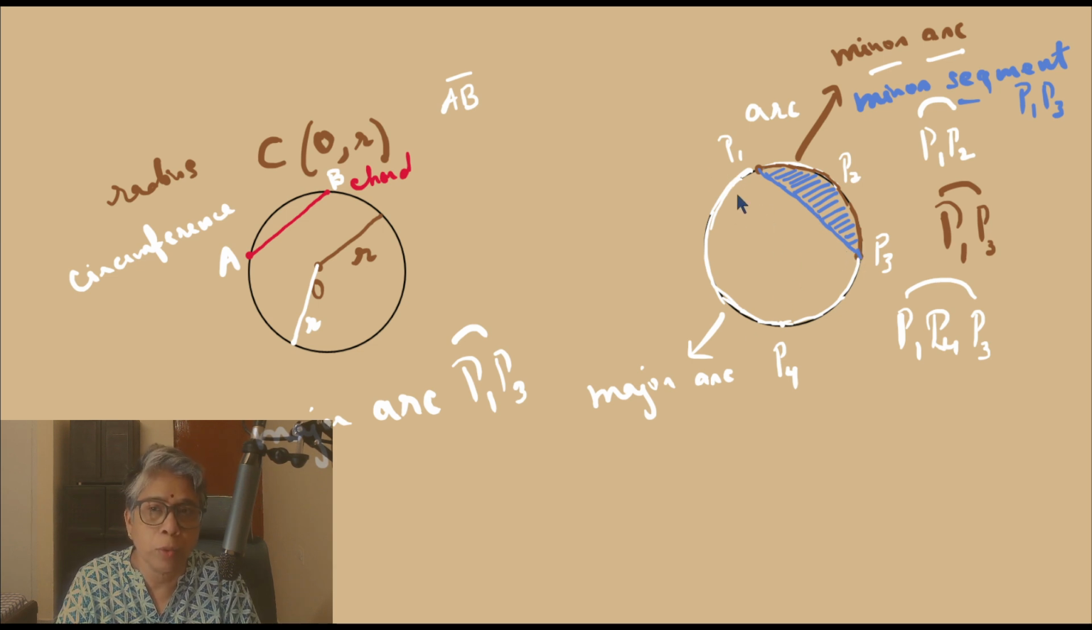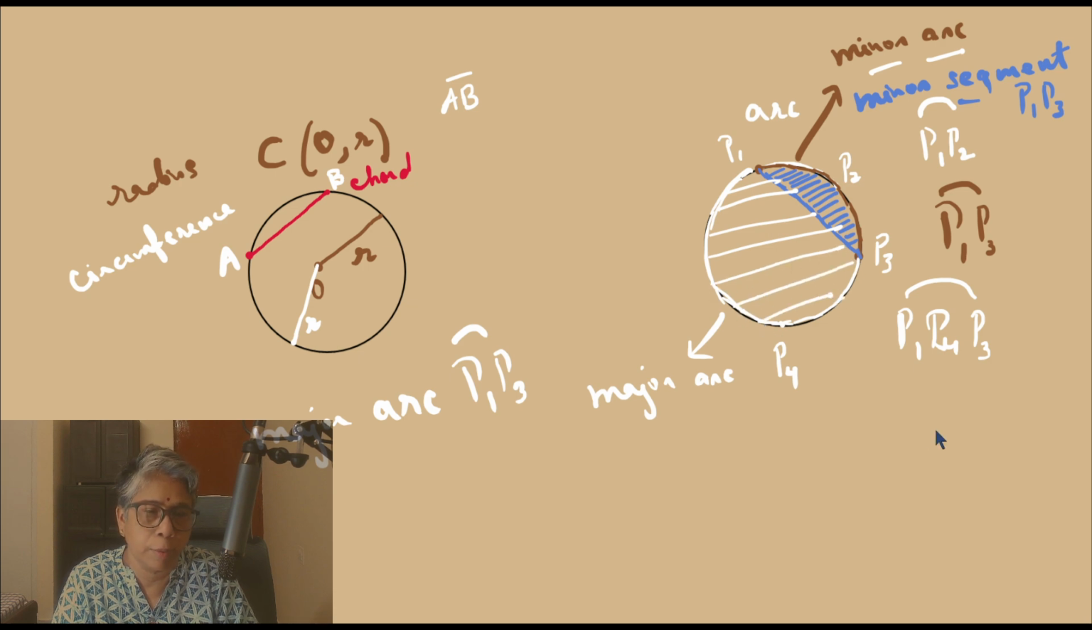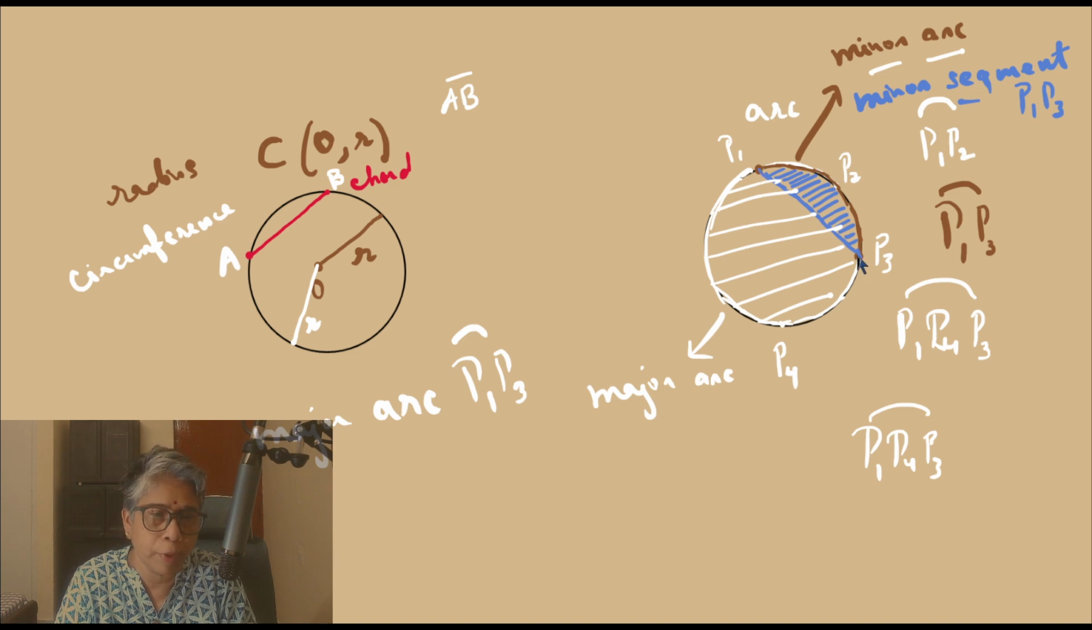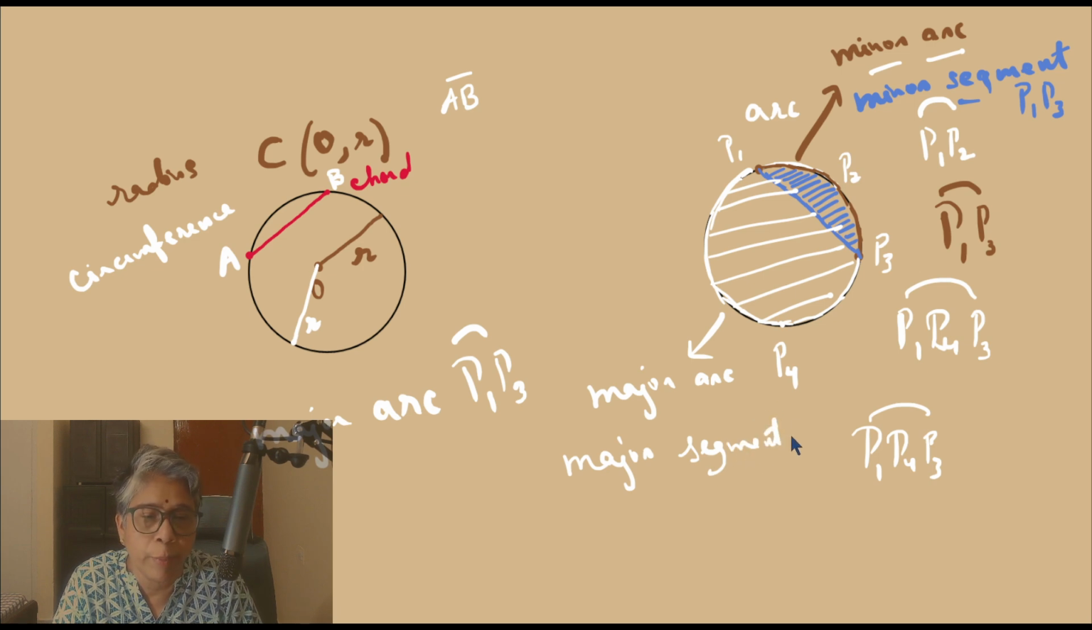And if I refer to the other side, that is, let me color in white. This one is the major segment of the same circle, right? This is the major segment, or I can say P1, P4, P3, the arc P1, P4, P3 and the chord P1, P3. This is referred to as the major segment. So a chord can divide the circle into two segments, minor and major segments.